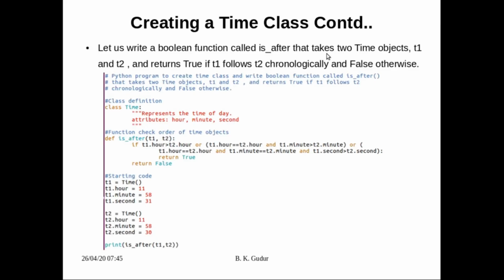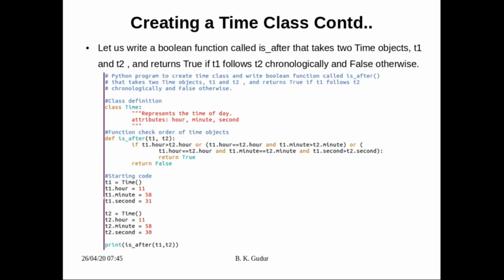Now let us write one more function, a boolean function called is_after, that takes 2 time objects like t1 and t2 and returns true if t1 follows t2 chronologically and false otherwise. So we'll write one more function whose name is is_after, should take 2 parameters, both are time objects, and return true if t1 follows t2. That means t1 should be more than t2. That's the meaning of t1 follows t2.